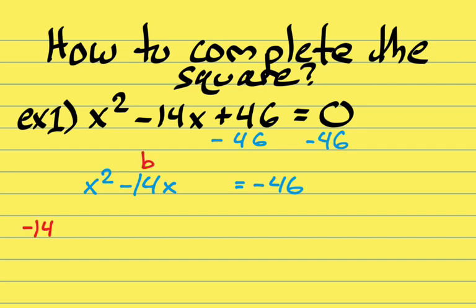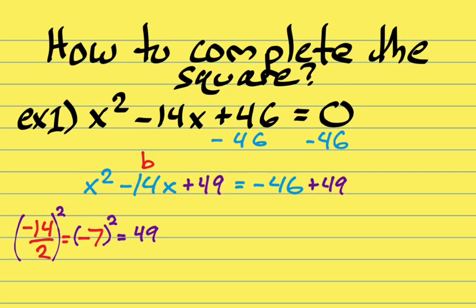Now, for the most important step, take the b term, which was negative 14. Divide it by 2, which gives you negative 7. Then raise negative 7 to the second power, meaning you multiply it by itself. That gives you 49, which is a perfect square. Now add 49 to both sides of the equation.